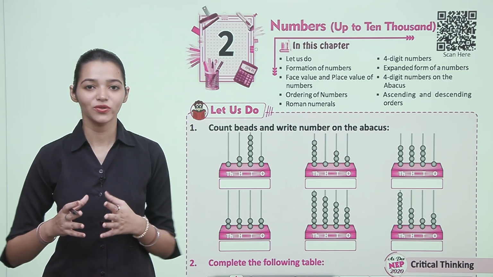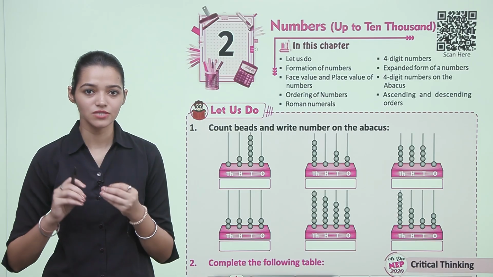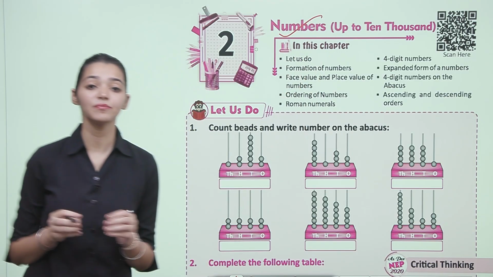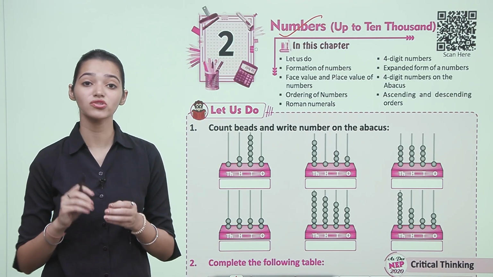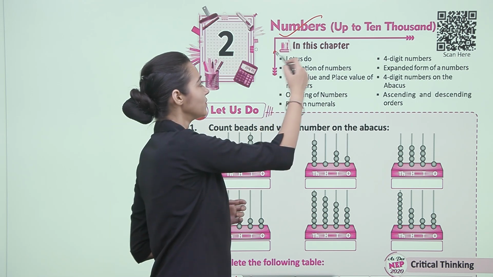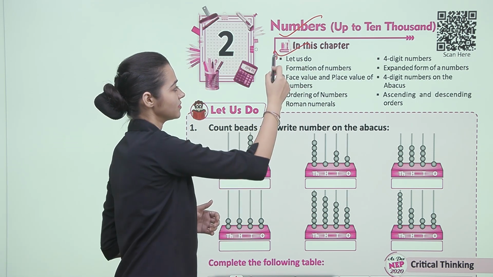So my name is Renu Rathi and today we will be studying a very interesting and very relatable chapter, that is numbers up to 10,000. We have learned numbers up to 1000. Now in this chapter we will learn all the numbers up to 10,000.